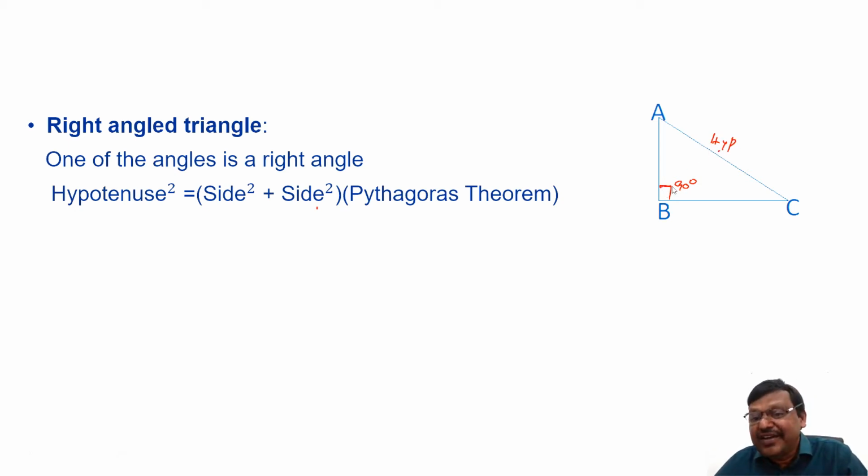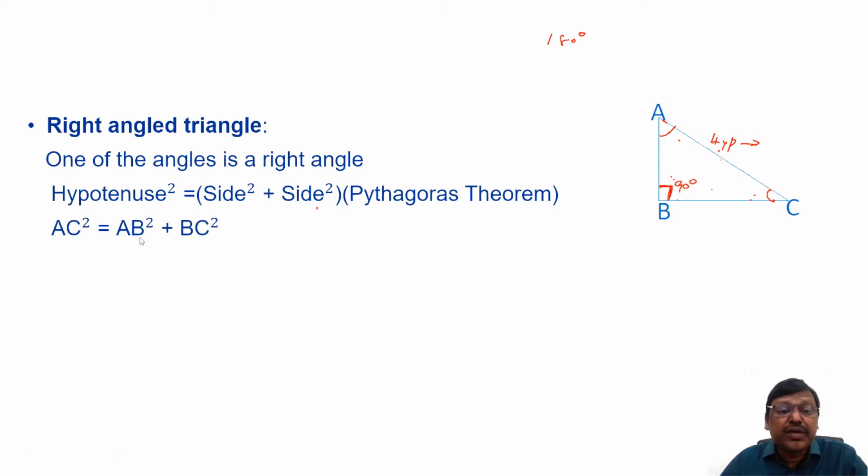Why? 90 degrees is the largest angle. The other two angles will be less than 90, because the sum has to be 180. If one angle is 90, the other two angles must each be less than 90 degrees. Obviously this angle B, 90 degrees, is the largest angle. Its opposite side, hypotenuse, is the largest side. So AC square equals AB square plus BC square. Only hypotenuse square, please. You can't say AB square is equal to BC square plus AC square.